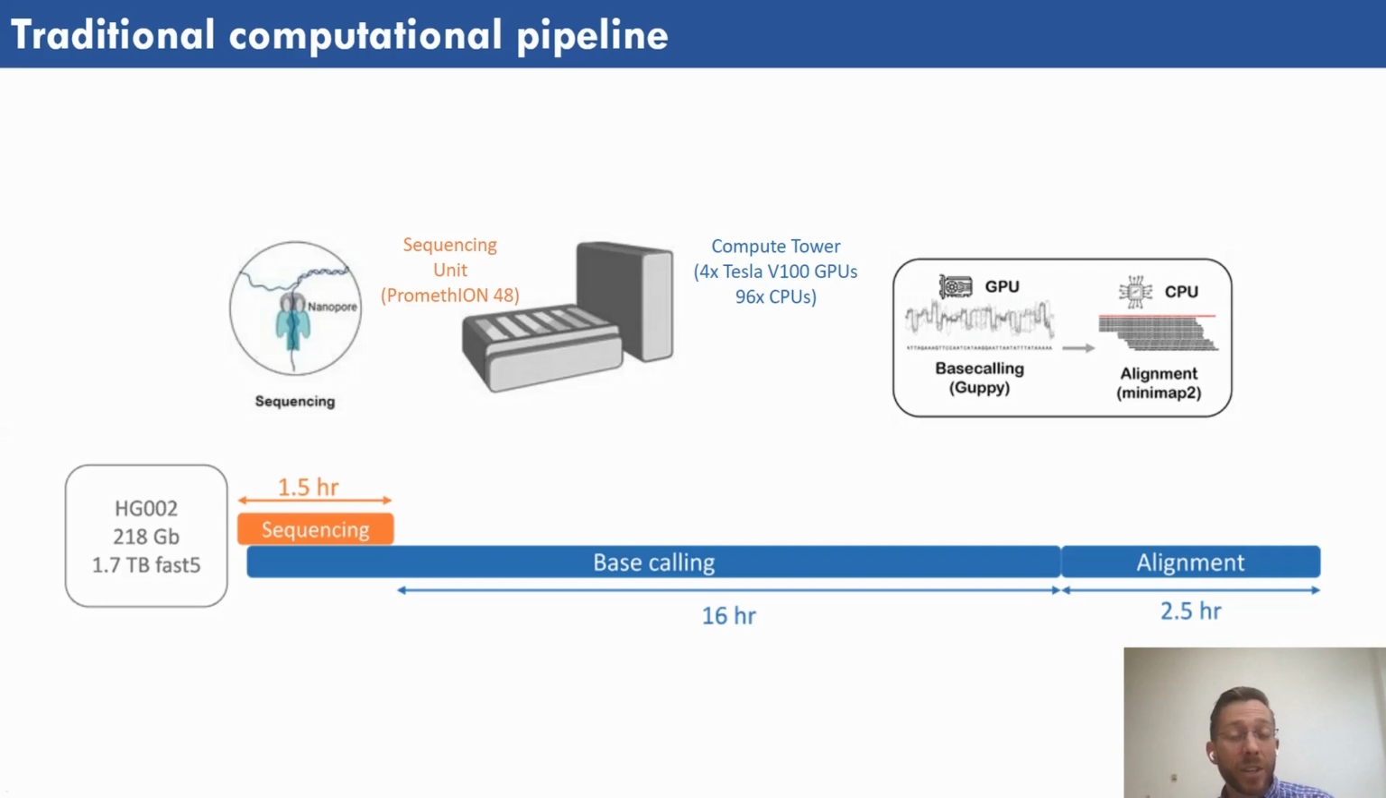And this isn't even to the point where we've called variants and are able to get that to the genetic counselors and then to the doctors in order to make a diagnosis. So we weren't really pleased about using this computing tower, and we wanted to find a way that we could make this go even faster.